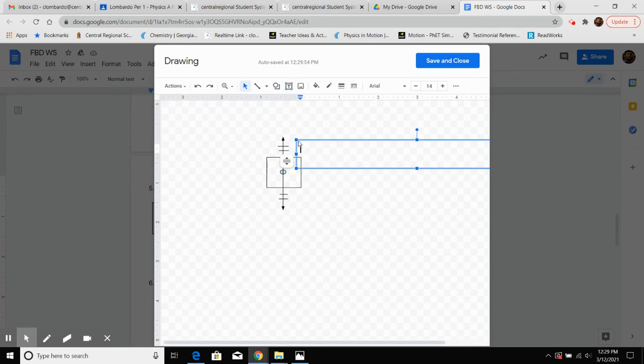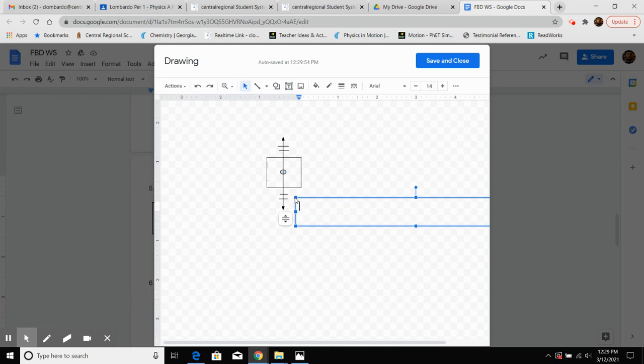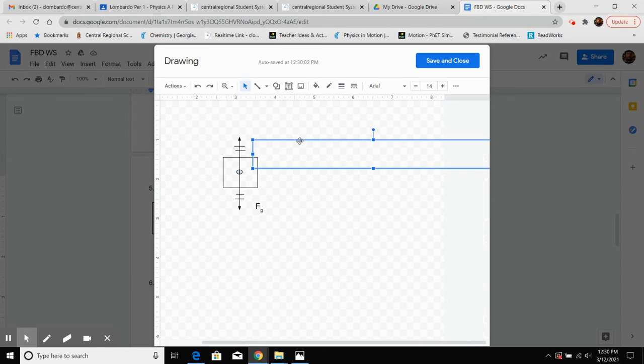And add the text box. So first one down here, we have F control comma sub G for the force of gravity. And then up top, we will have F, and since it's air resistance, you could write sub air.